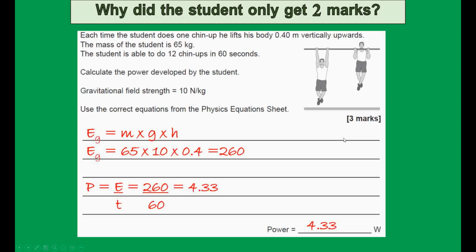Why did the student only get 2 marks? We've got students doing pull-ups. They've got a mass of 65 kilograms. They're doing 12 chin-ups in 60 seconds. They're moving up vertically 0.4 meters. Why did they only get 2 marks? Pause the video here and see if you can spot the mistake.